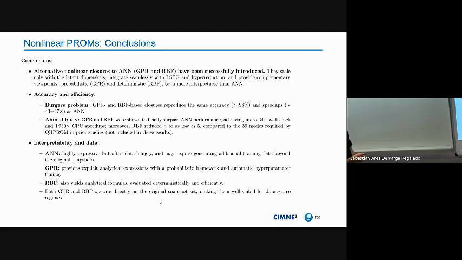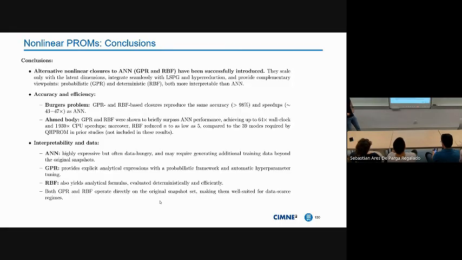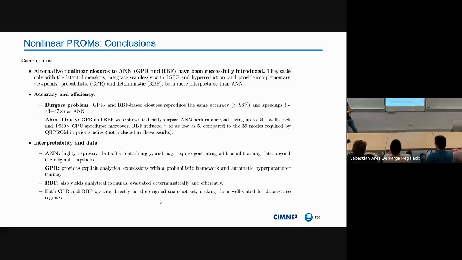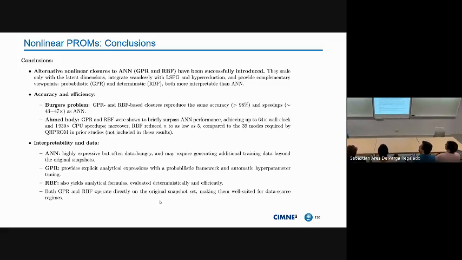So as per the interpretability or the quality of each of the nonlinear closure maps, for the ANN, it's true that the ANN is highly expressible. However, you often need a lot of data in order to train it very well. And sometimes I have faced the problem that you need to build artificial data in order to train it better.